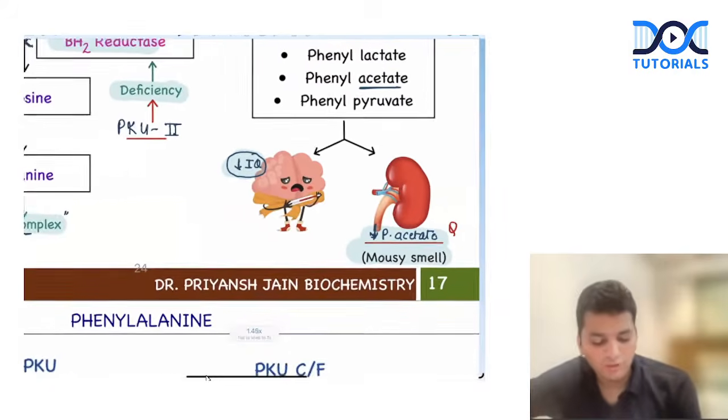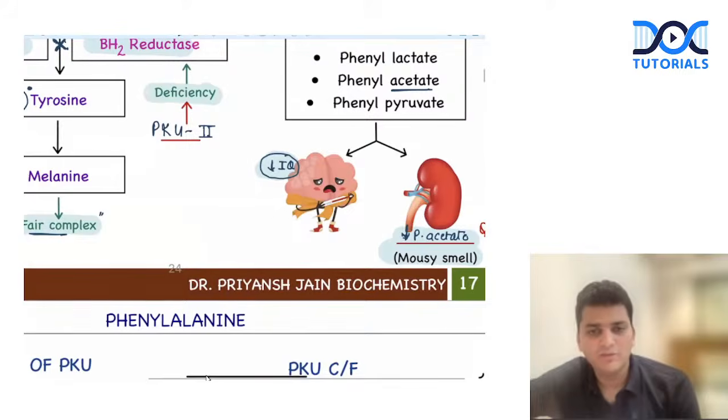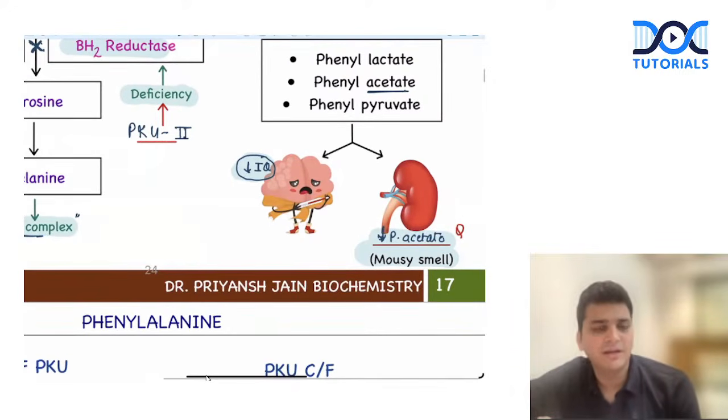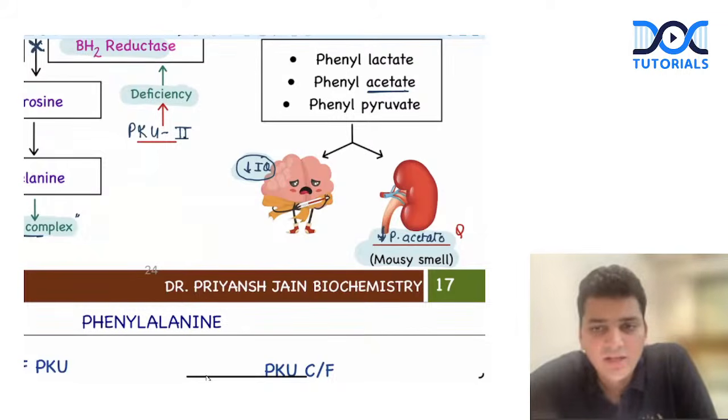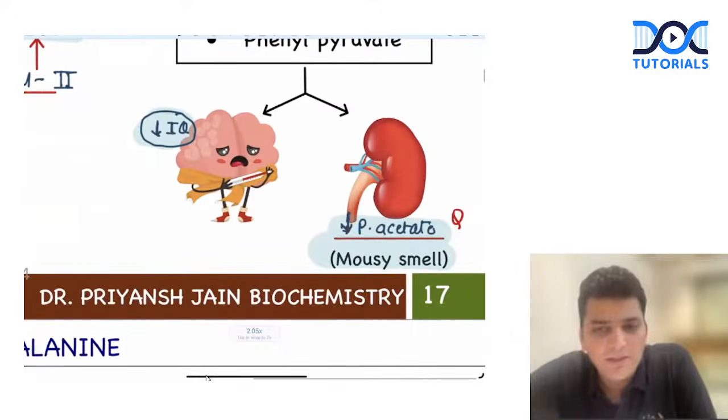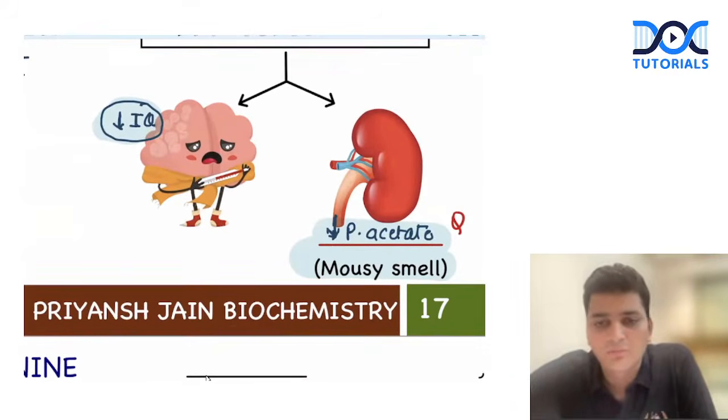So the fair skin complexion, the mother will never bring the child because of that. The decrease in the IQ will present after 1 or 2 years of age. Then the mother will understand that, okay, the child's IQ is relatively less. So the first and the only presenting symptom is going to be the musty smell of the urine. That is because of phenyl acetate, right?